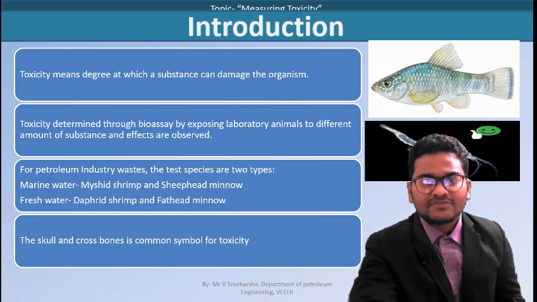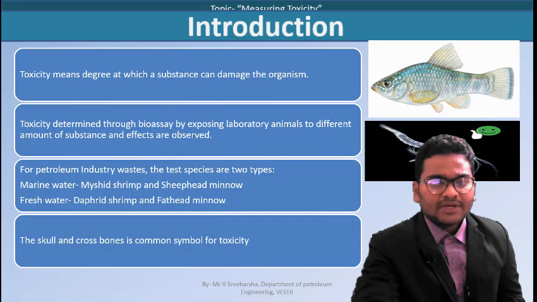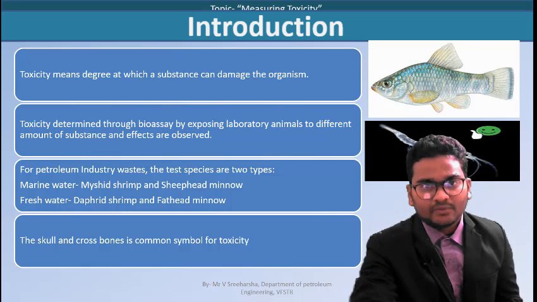So these are the two samples which we are using for the testing purpose. Two species: for freshwater, we are using daphnia and fathead minnow, and for marine water, we are using mysid shrimp and sheepshead minnow.